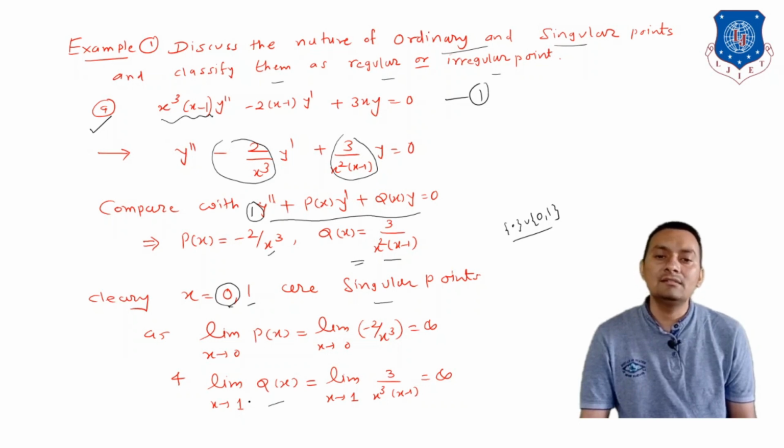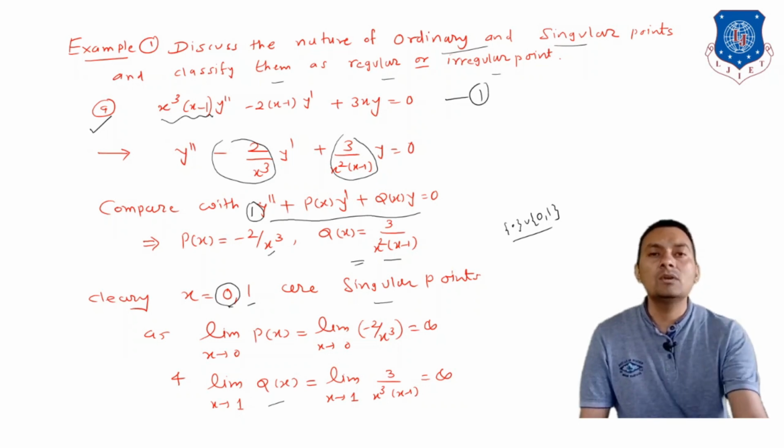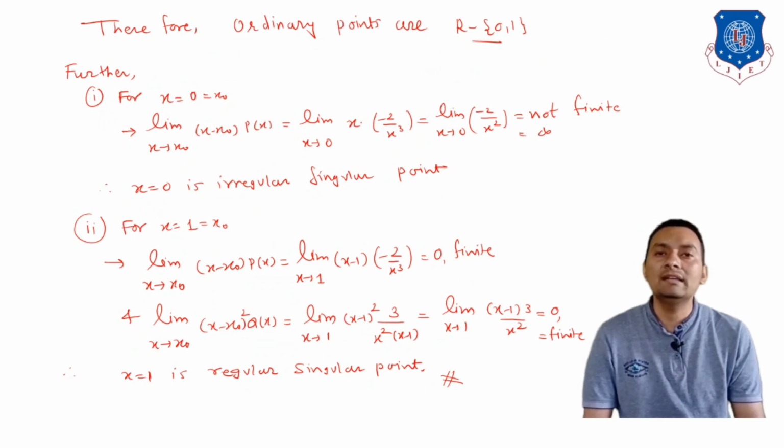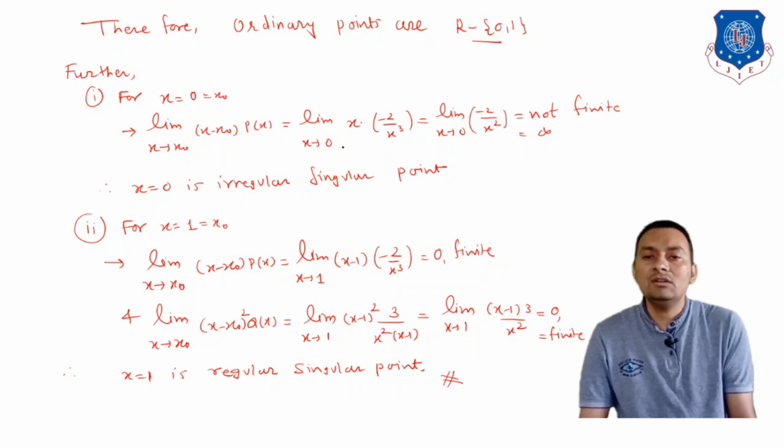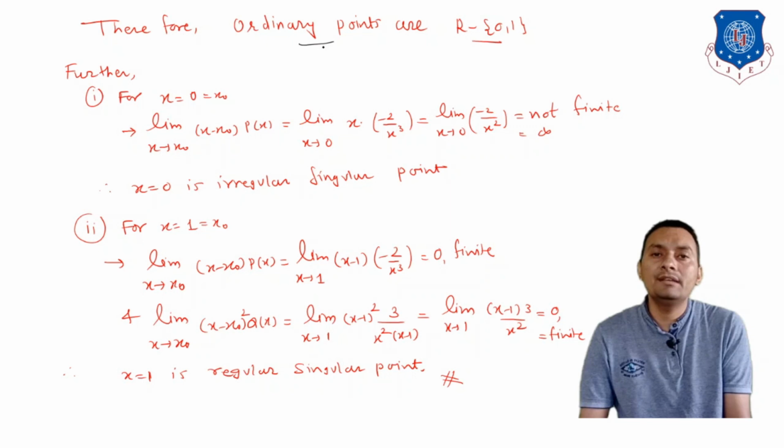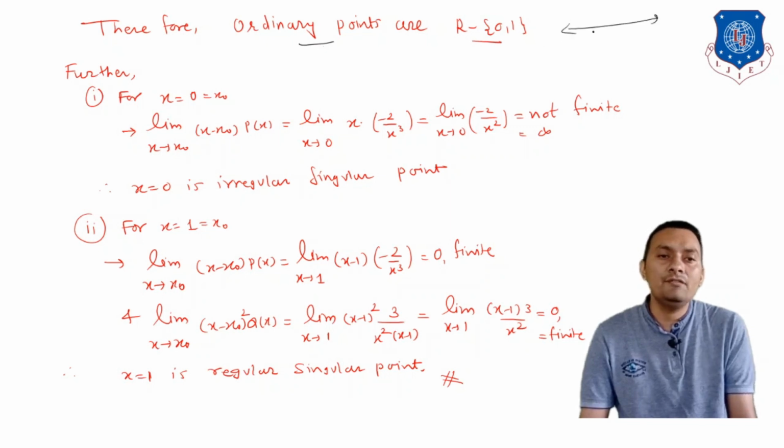Now we have come up with x is equal to 0 and 1 being singular points, but we have to classify them as regular or irregular singular points. But before that, what are the ordinary points? We have observed that at x is equal to 0 and x is equal to 1 the function is going to be a problem. That means all the remaining points will be ordinary points, and therefore you can write R minus the set {0, 1}, and that will be the ordinary points.